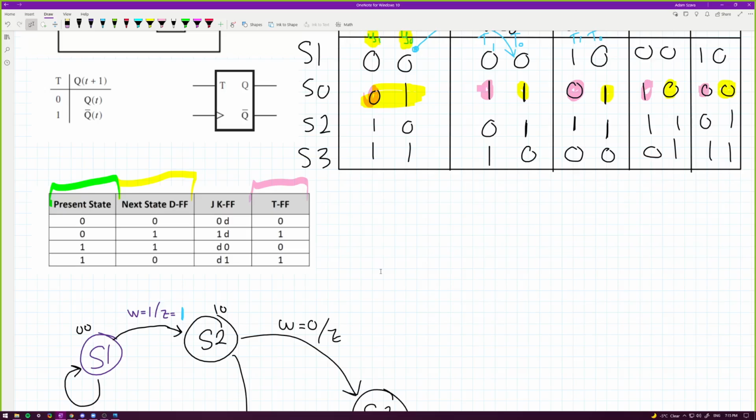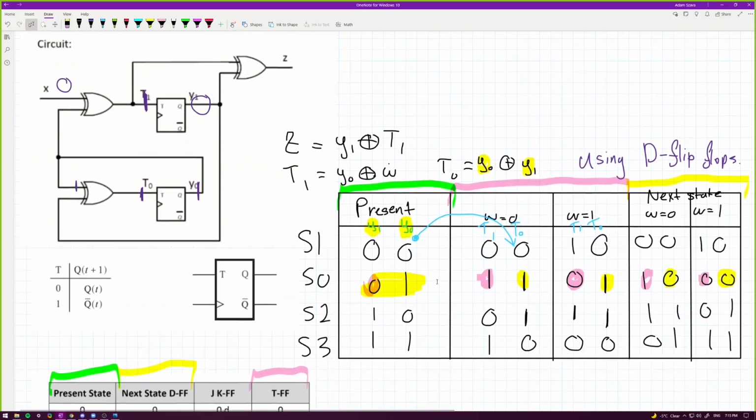Okay, so what if the two flip-flops weren't the same? I don't think you're ever going to be given a question where the two flip-flops aren't the same. It's still the same procedure. You only convert one of the flip-flops instead of both, to get the next state? Yeah.